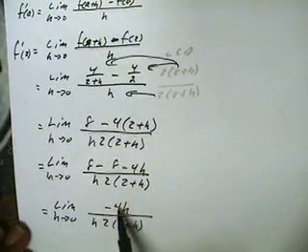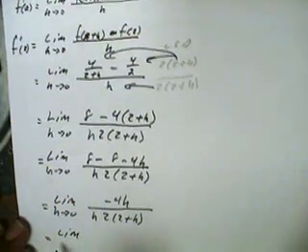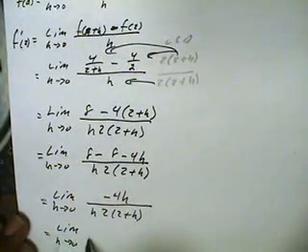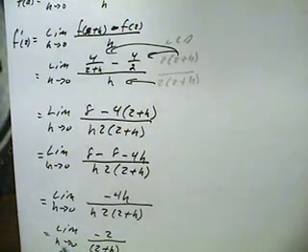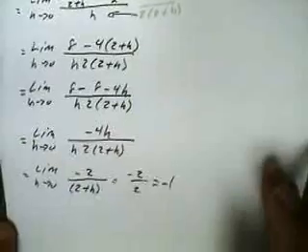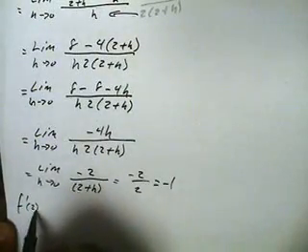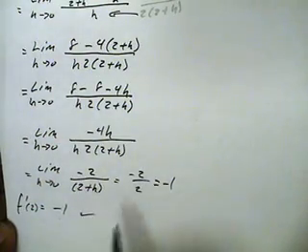The h's will cancel, and the 4 and the 2 will simplify to a negative 2. So we'll get the limit as h goes to 0, and we'll end up with a negative 2 on top, and just the 2 plus h remaining in the denominator. And from here, we can actually put 0 in for the h, and that'll give us negative 2 all over 2, which ends up being negative 1. So our conclusion is that the instantaneous rate of change at 2 will be negative 1. Okay, so this is our slope.